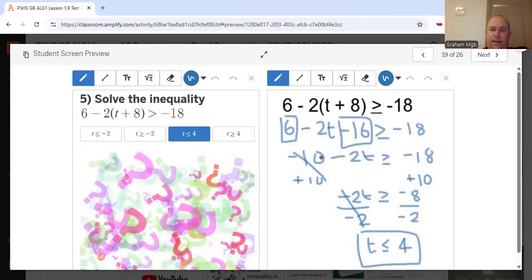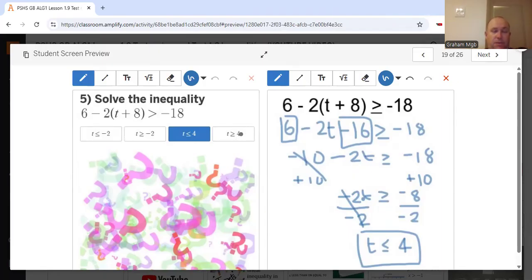As I've got my letters on the left, I now want to bring numbers to the right. So the opposite of -10 is +10, giving me -8. And then once again, that last step, so instead of timesing by -2, I'm going to divide by -2, giving me +4. But as I divided by a negative number, it's really important that I don't forget to flip the inequality on this question here. And once again, if you forget to flip it, you are going to see that wrong answer here as well.